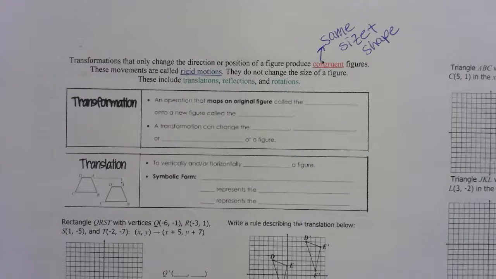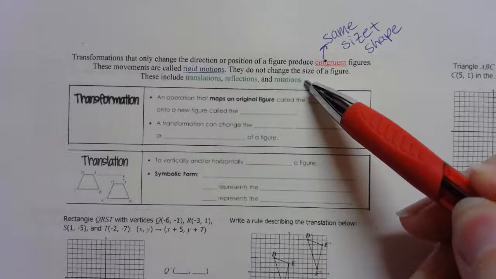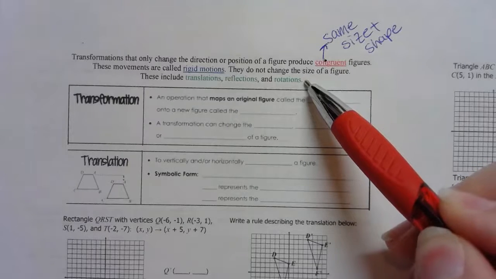So if a transformation produces figures that are congruent, or the same size and shape, they're called rigid motions. They do not change the size of a figure. They include translations, reflections, and rotations. So these are our three rigid motions. So we're going to talk about them first.